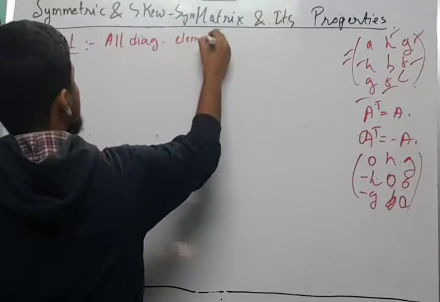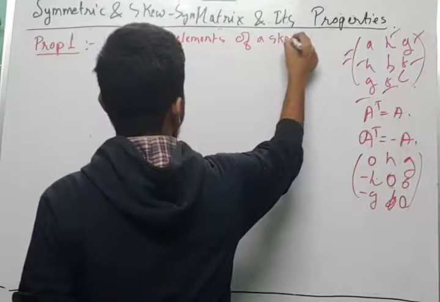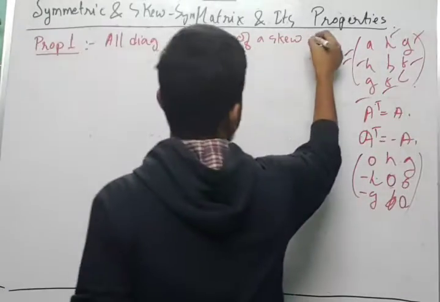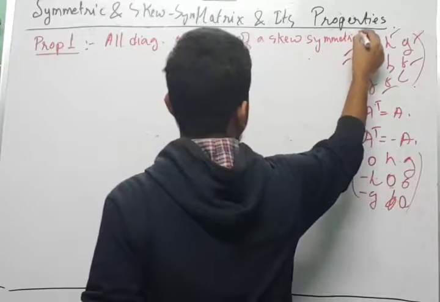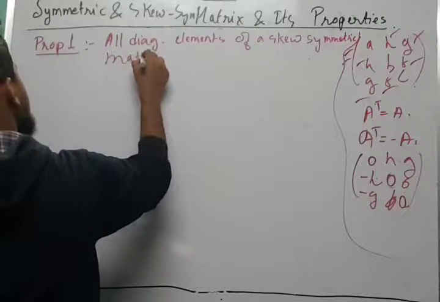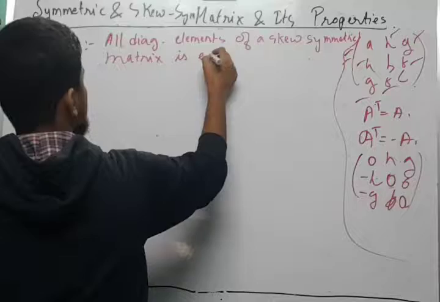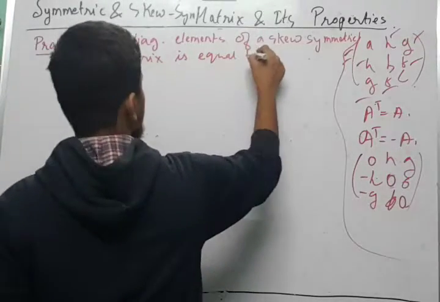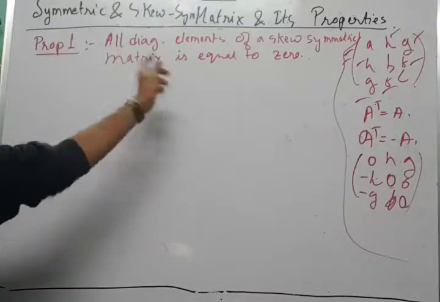elements of a skew symmetric matrix are equal to 0. Okay, so this is the first property.